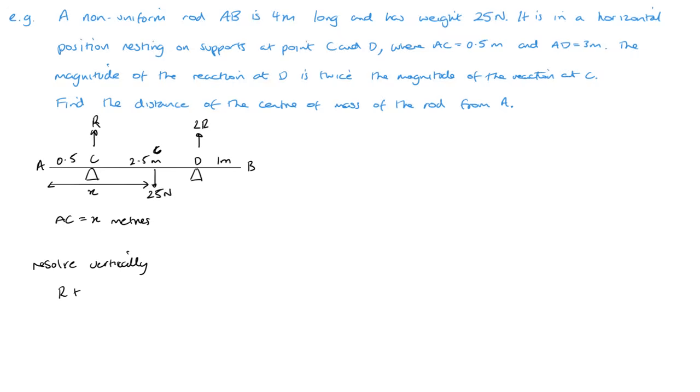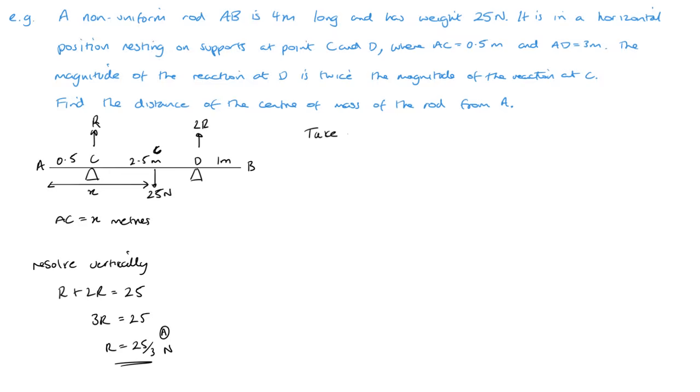And that means that we've got R plus 2R equals 25 newtons. So 3R equals 25. So R equals, well, it's 25 over 3 newtons. We'll leave it as that fraction rather than 8.3 recurring. Okay, but I'll store that as A in my calculator to use later on.